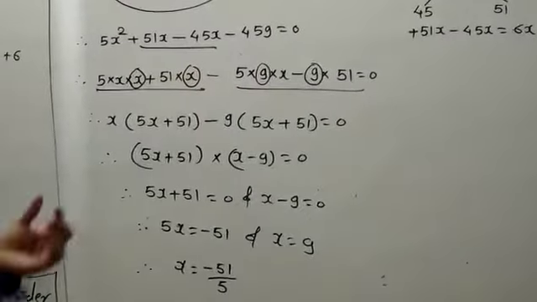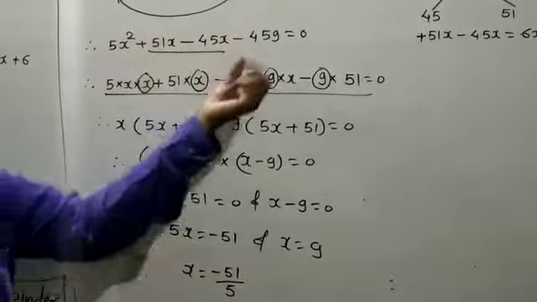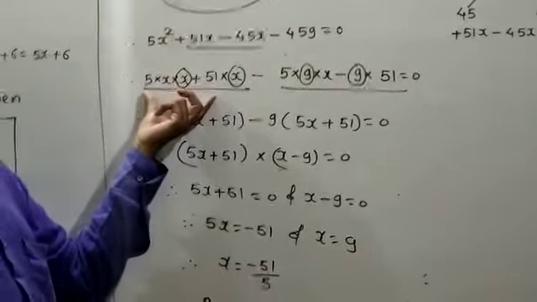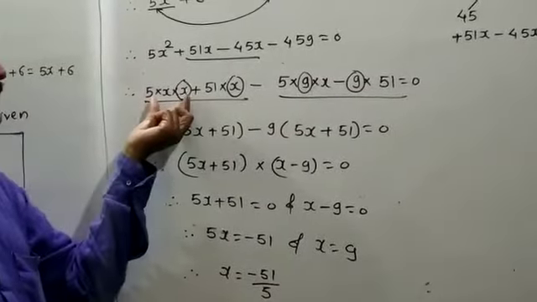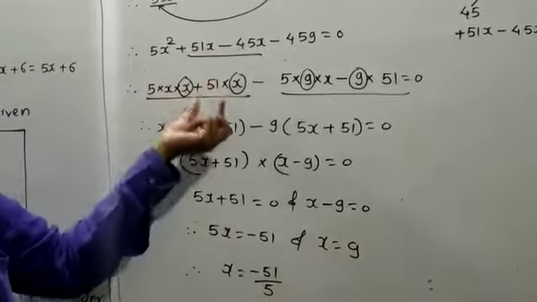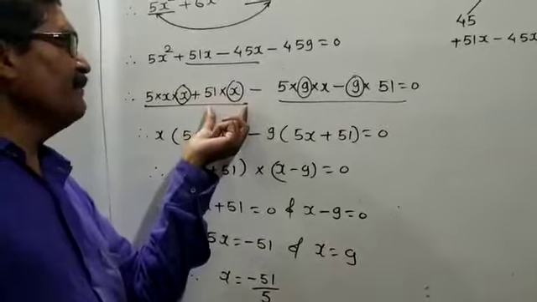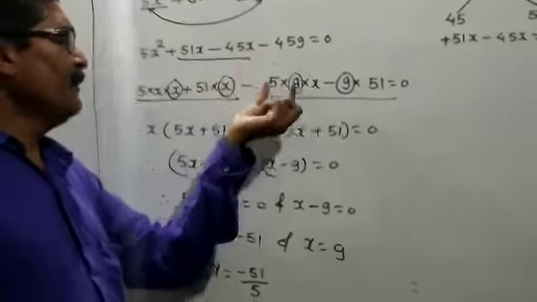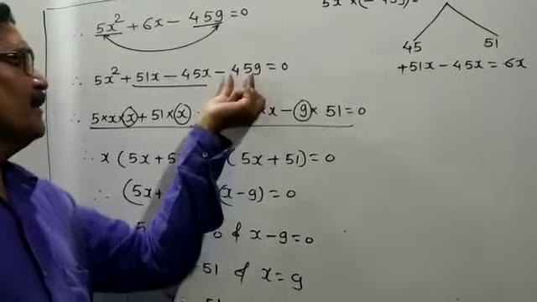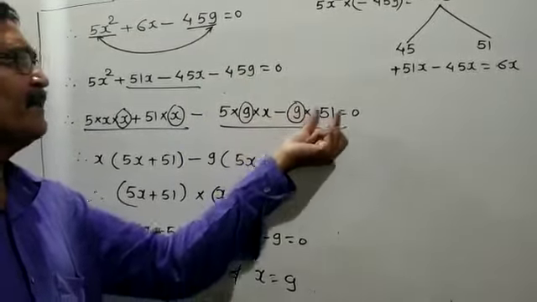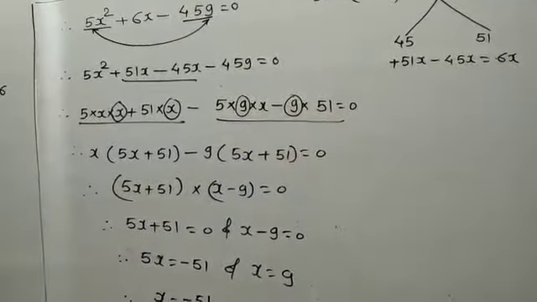So you have to make the group of the first two terms and the last two terms. You have to write the first two terms in the product form, and the last two terms in the product form. 5x square you will write as 5 multiplied by x multiplied by x. 51x you have to write as 51 multiplied by x. Then 45x you have to write as 5 multiplied by 9 multiplied by x, minus this 495 you will write as 9 multiplied by 51 is equal to 0.